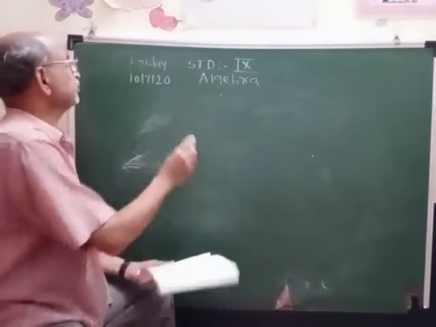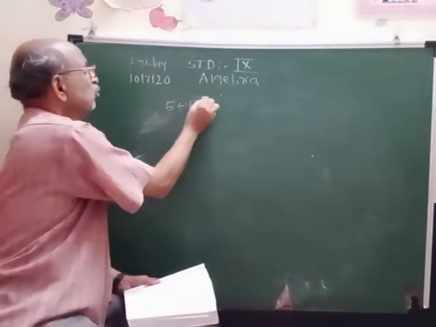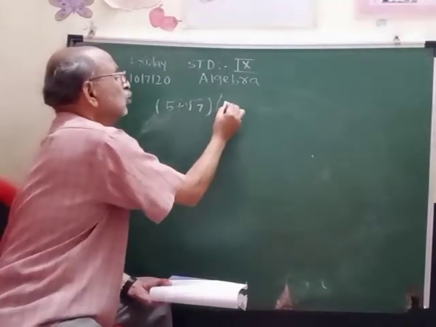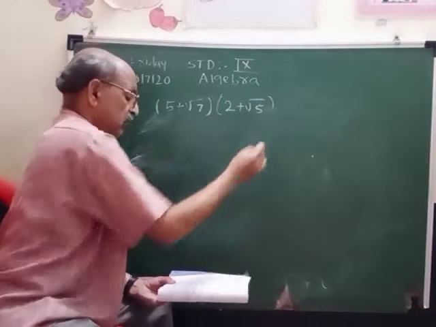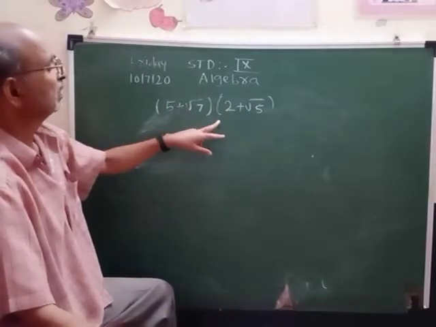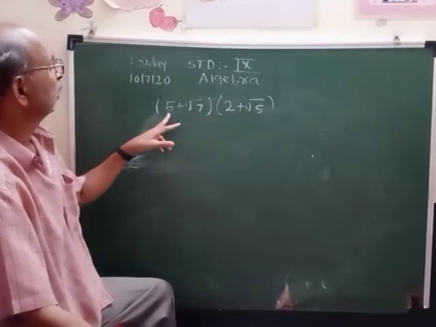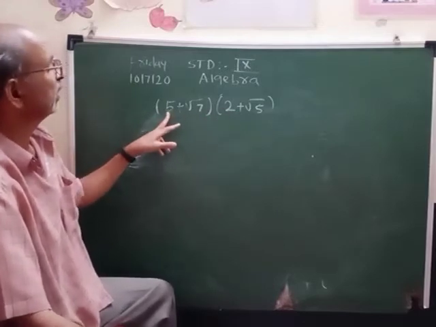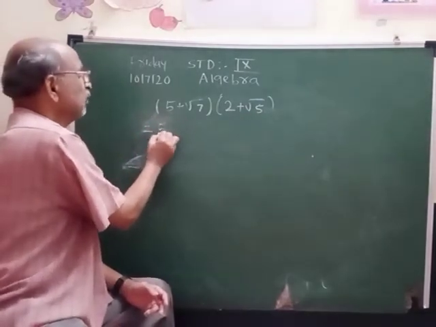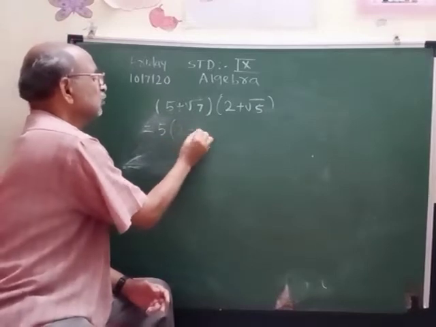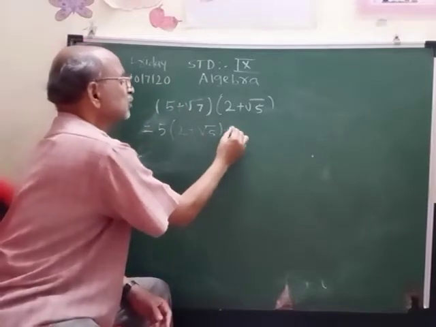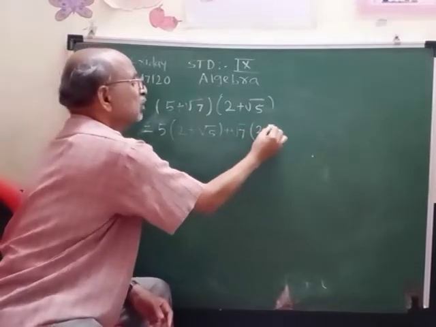So first is the example (5 plus root 7) and in the other bracket (2 plus root 5). We have to solve the first bracket 5 plus root 7, the second bracket 2 plus root 5. Every term in the first bracket we have to multiply to every term in the second bracket. So the first term in the bracket is 5 into (2 plus root 5). Now the second term is plus root 7 into (2 plus root 5).